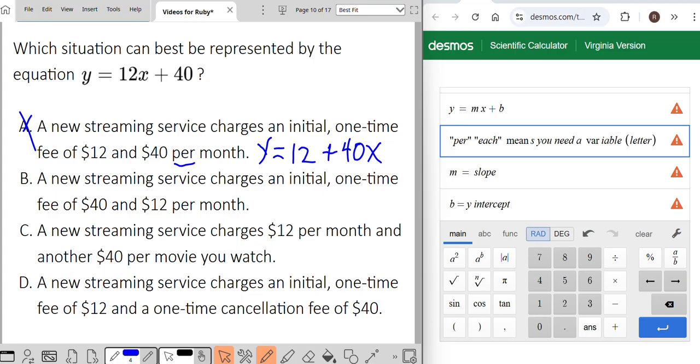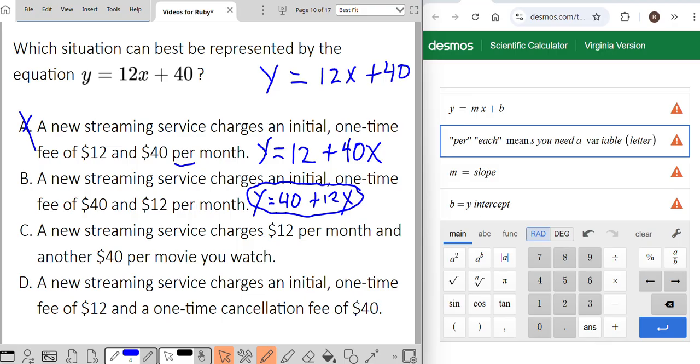The next one says it charges an initial one-time fee of 40. So I'm going to do it the way I did, and then I'll show you how it can be different. One-time fee and $12 per month. At first, you might not think that matches, but it actually does, because this can also be written as y equals 12x plus 40. Okay, so we know this is it, but we're going to check all of them to make sure.